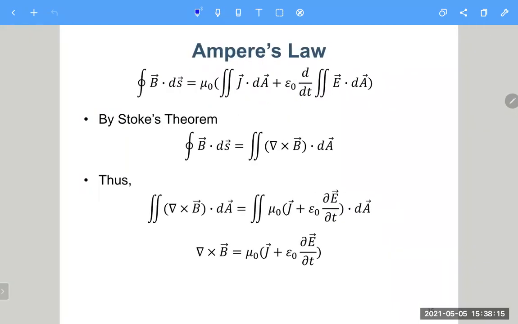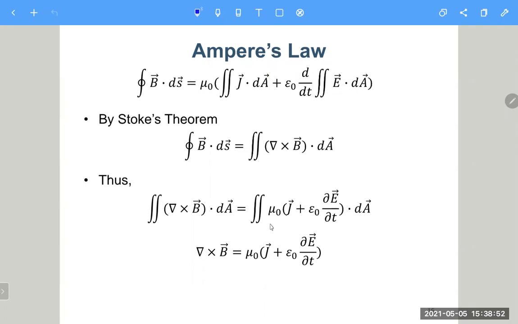And similarly, for Ampere's law, we can write it like this. This is the line integral of B dot dl, and then this is the static current, and this is the displacement current. Using the Stokes theorem, the left-hand side will be equal to the surface integral of the curl of B. In this case, this one equals the right-hand side of Ampere's law.